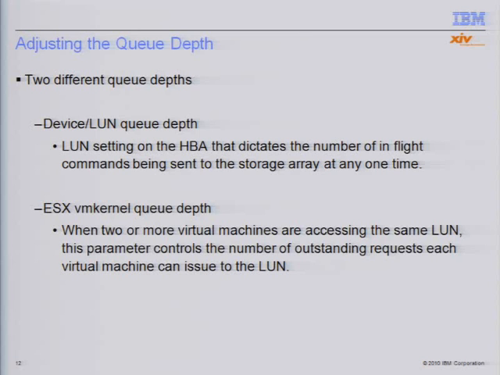If the VM kernel queue is actually higher than the LUN device queue, it sort of acts as an overflow for the LUN device queue, and it'll just store them in there. Generally, you want to keep those numbers the same. As you increase one, you want to increase the other. Keep them at the same level.